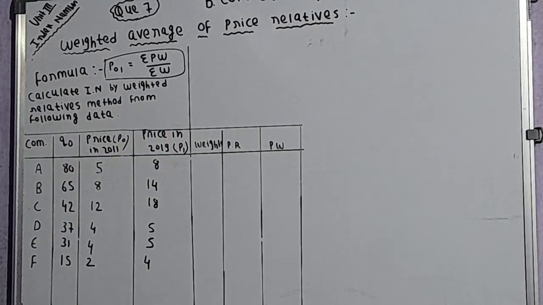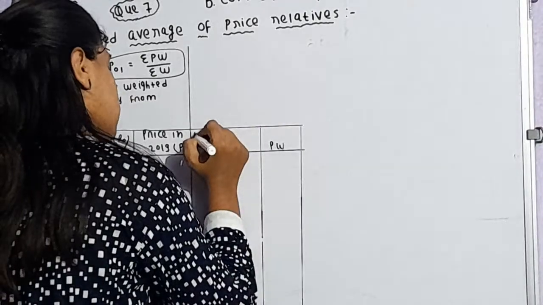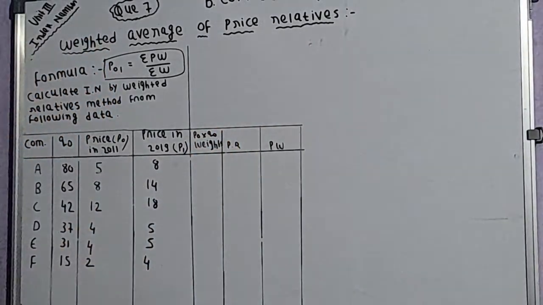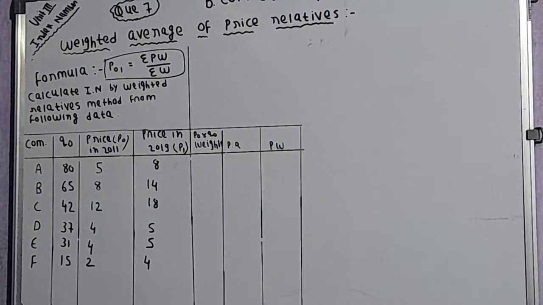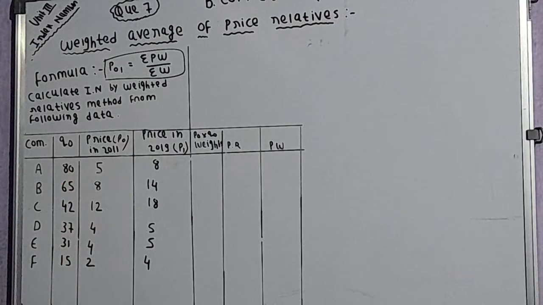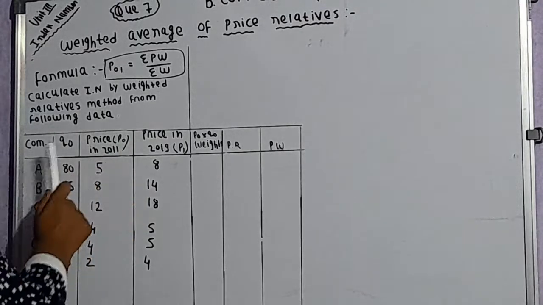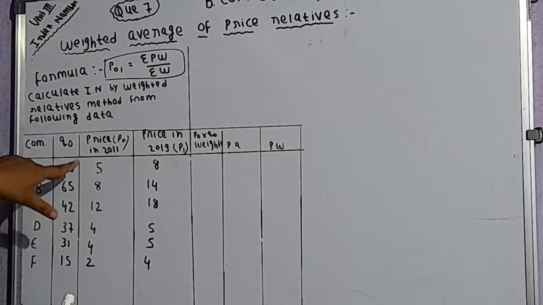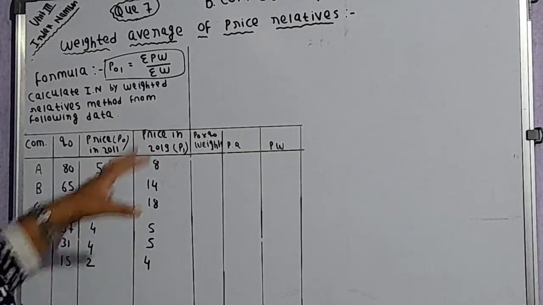How are we going to compute weight? P0 into Q0. Here P0 means price of base year and Q0 means quantity of base year. So when we multiply these two, we are going to get the amount, the values which need to be put under the weight column.